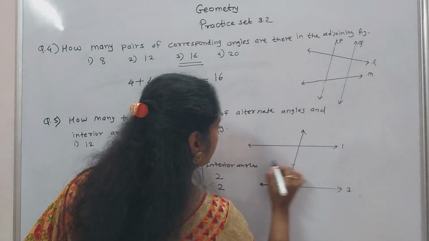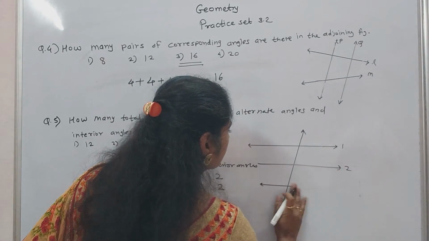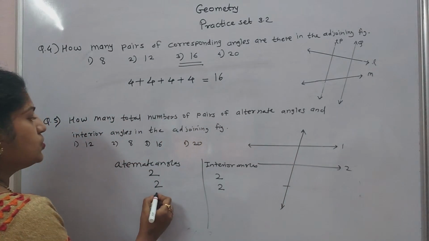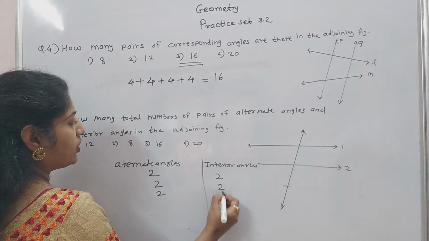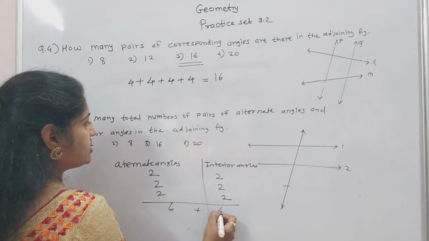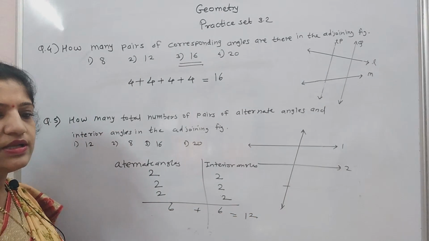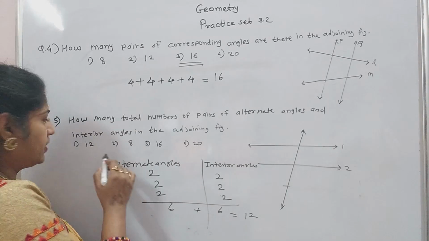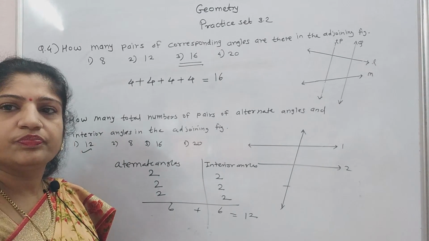1 and 2. So there are two alternate angle pairs and a pair of two interior angles. Total is 6 plus 6, that is 12. So our answer is option number 1.